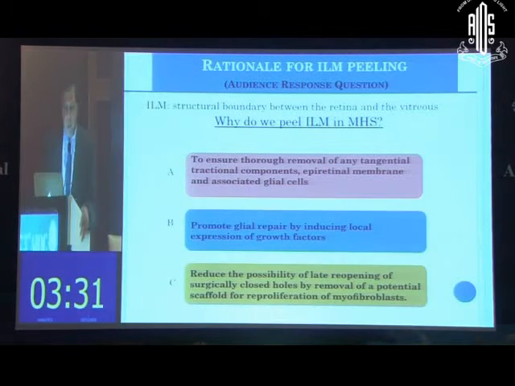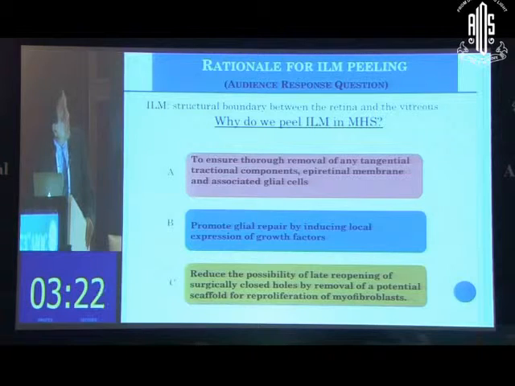Towards the end, I'd like to ask you an audience response question. ILM is a structural boundary between the retina and the vitreous. Why do we peel ILM in macular hole surgery? There's a lot of controversy, as Dr. Manga Dogra said. In diabetic macular edema, he says there is thinning, and I totally agree. But in macular hole surgery, it's important because of the contractile elements.